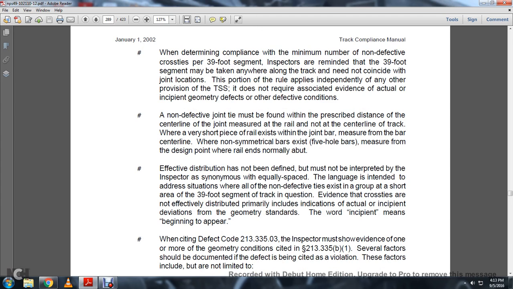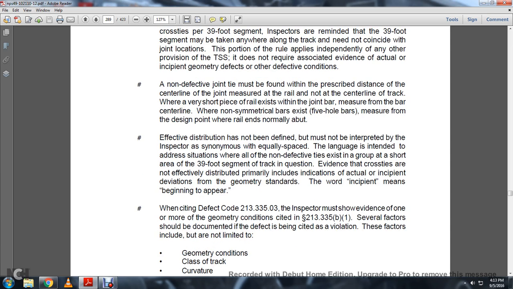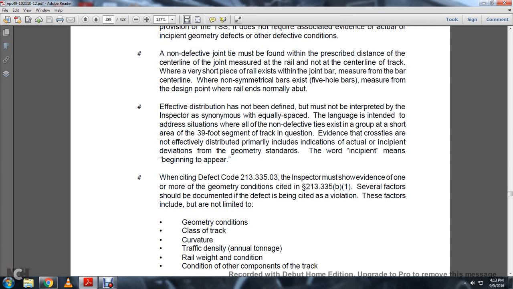Very short piece of the rail exhibits within the joint bar, measure of the bar or the center line. Non-symmetrical bars exist. Measure from the designated design point of the rail ends, normally a butt. Effective distribution has been notified but must not be interpreted by the inspector synonymously with the equally spaced language. It is intended to address the situation.